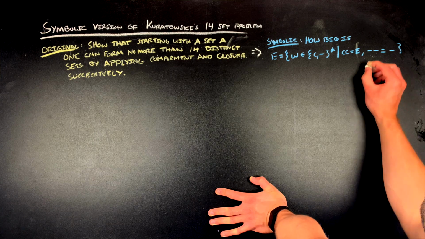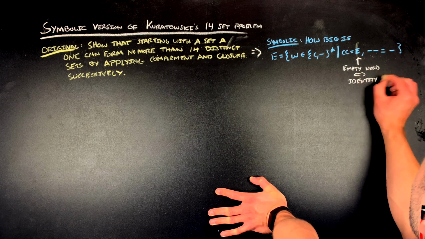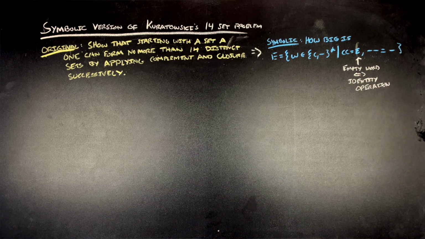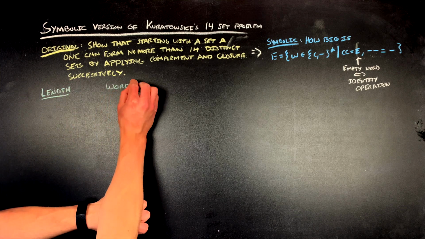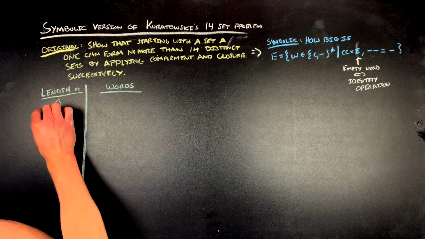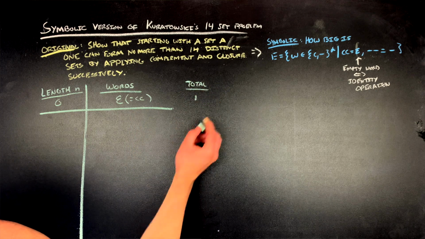the set of all words formed by C and bar such that CC can be reduced to the empty word and bar can be reduced to bar. So to start, let's just go ahead and start looking at finite words formed by C and bar. When we haven't done anything to a set, the finite word is just the empty word, that epsilon, and that corresponds to the identity operation, the one that doesn't change the set at all.